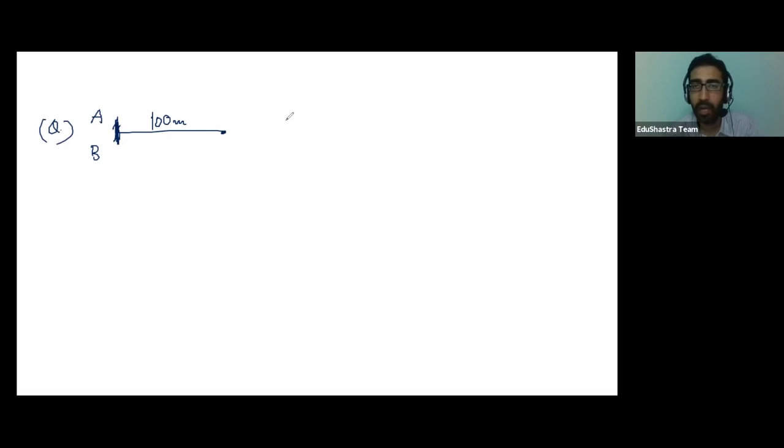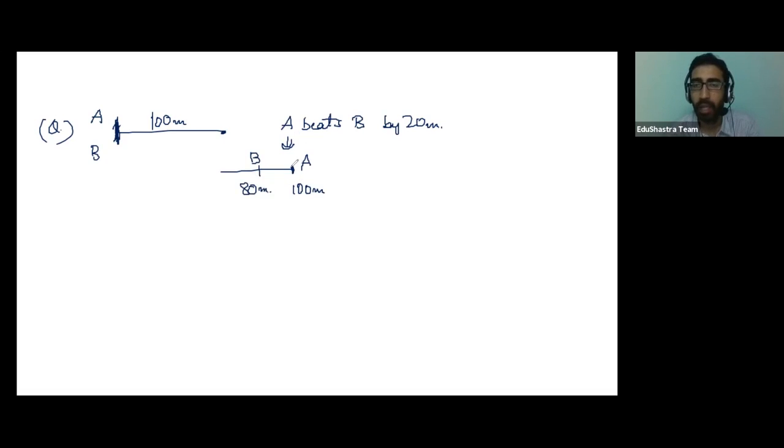If the question now says that A beats B by 20 meters, let's say the question says this. Now, what this essentially means is that by the time A has reached the finish line, the 100-meter line, B would have only reached the 80-meter line.